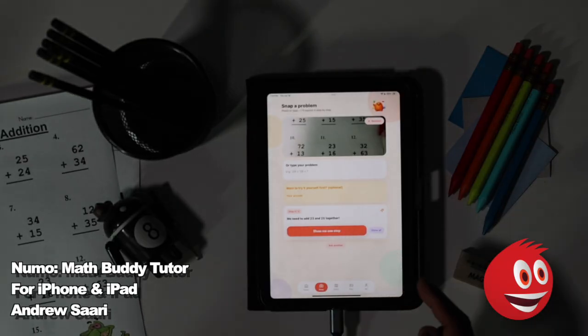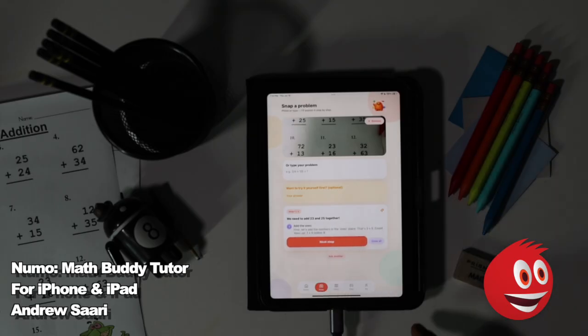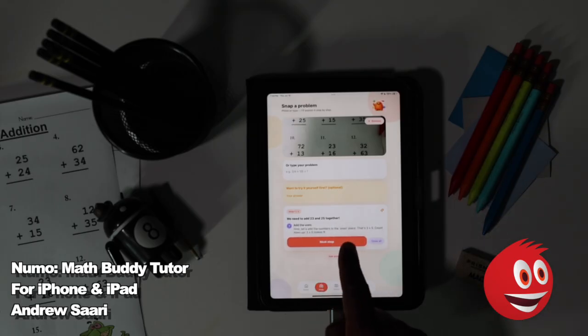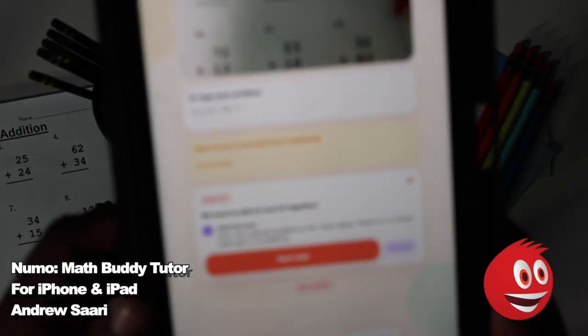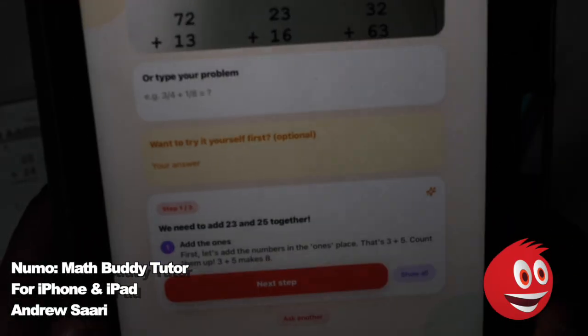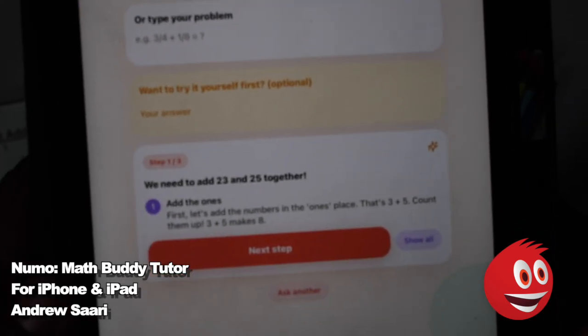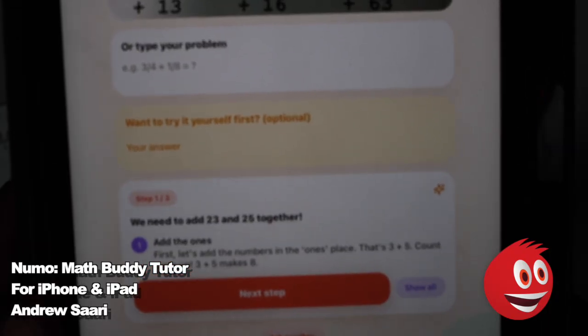So let's go along with this. Show me one step, okay? All right. First, let's add the numbers in the ones place. That's 3 plus 5. Count them. 3 plus 5 makes 8. This is pretty exciting because your child now has another opportunity, another tool, another resource to help you get better at math.